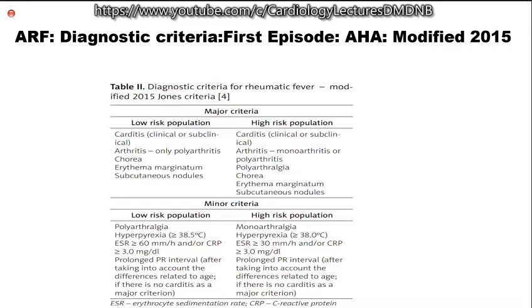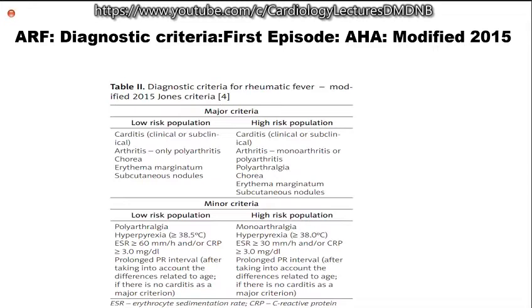Now, the minor criteria in the low risk population: polyarthralgia, hyperpyrexia of 38.5 degrees centigrade, ESR more than 60 millimeters in the first hour, and/or CRP equal to or more than 3 milligrams per deciliter. Prolonged PR interval, after taking into account the difference related to age, if there is no carditis as a major criteria. That's the most important point. If you already included carditis as a major criteria, then PR prolongation cannot be included as a minor criteria.